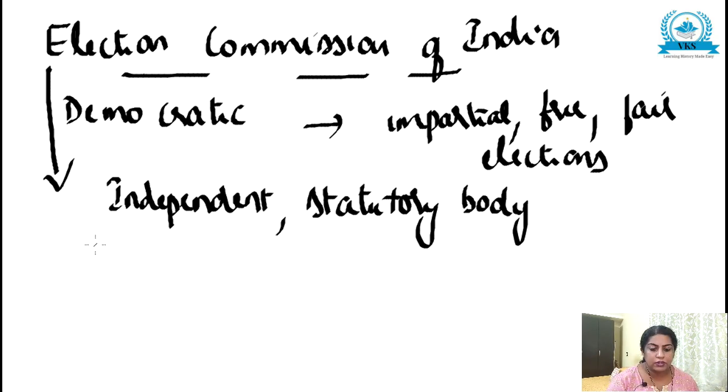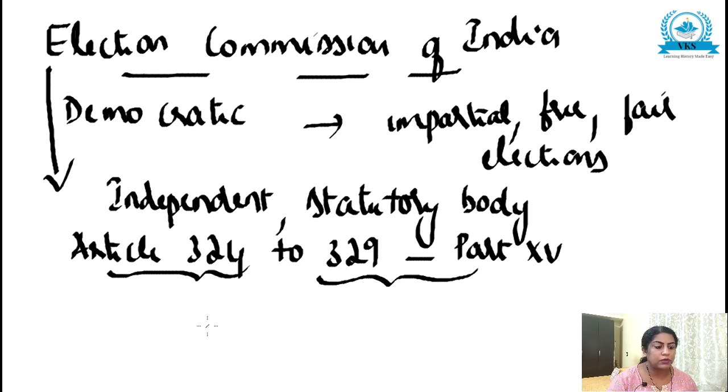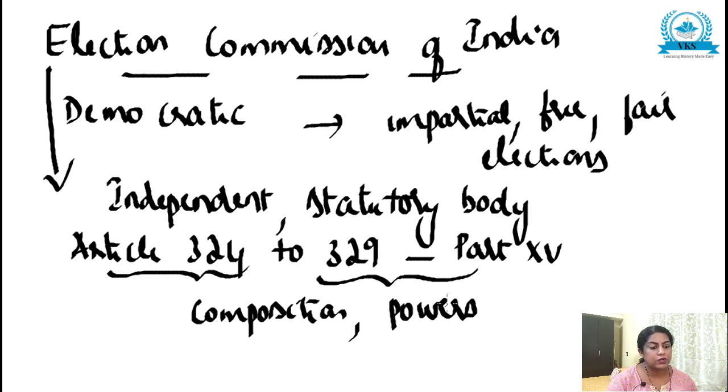According to Articles 324 to 329, in Part 15 of the Constitution, we can see the composition, powers and functions of the Election Commission. The composition means who all are there in the Election Commission. Then the powers, what all are the different powers of the Election Commission, and also the functions, what all are the duties which the Election Commission has to do.